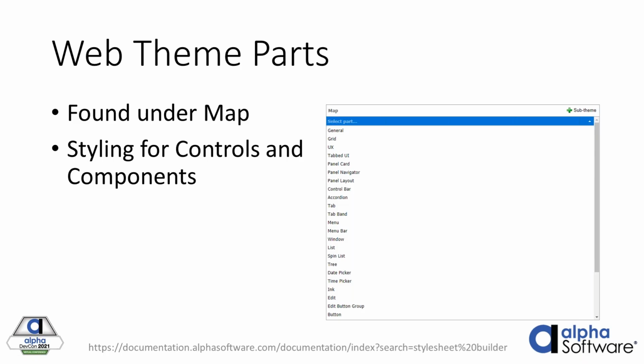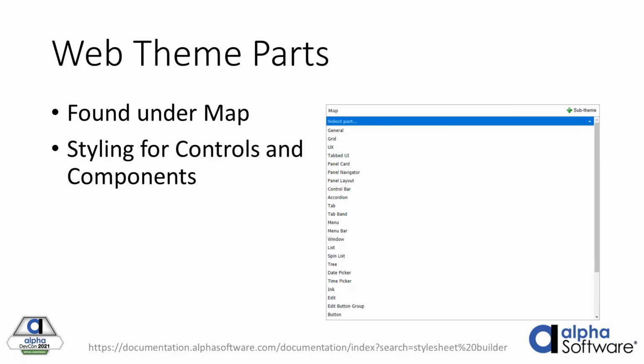Web themes themselves are composed of parts, and they're found or listed in the map section on the code tab. And these parts are either components or controls in your app. They're not the whole application. So if you go and look at something like the material design specification, it has sections talking about the grid and spacing and that kind of stuff. You don't really have that level of control here in the web theme. What you're really styling and what you're changing are the controls themselves.